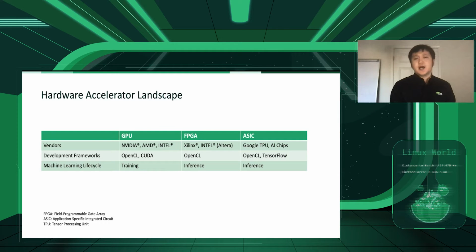FPGA is becoming quite popular too. There are two main vendors, Altera, which was acquired by Intel, and Xilinx. There's also a rumor that AMD is going to acquire Xilinx. We'll see. This FPGA will use OpenCL, mostly for inference.